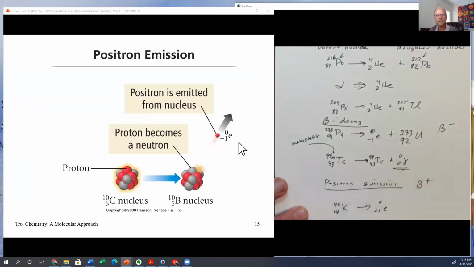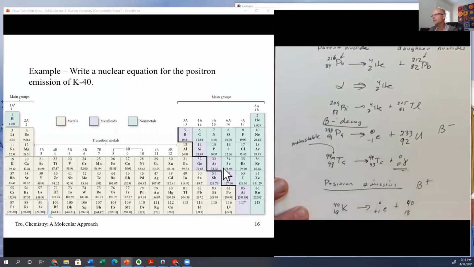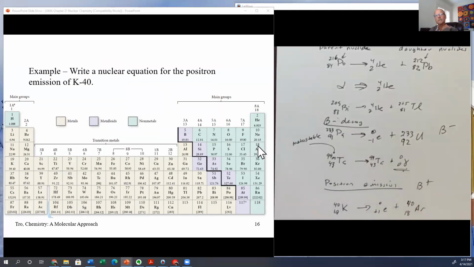Right, so we do the same thing again. And the daughter here has a mass number of what? 40, because this is 0. And what's the atomic number? 18. Right, so you go back to the periodic table and you can find that 18 is argon. So there is the positron emission.